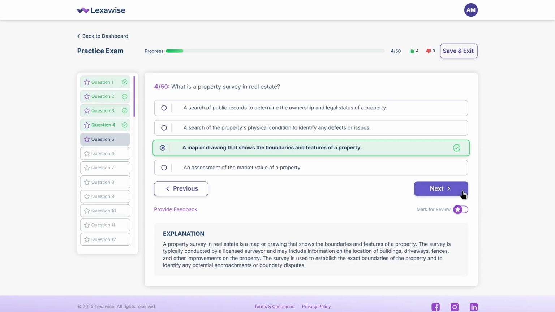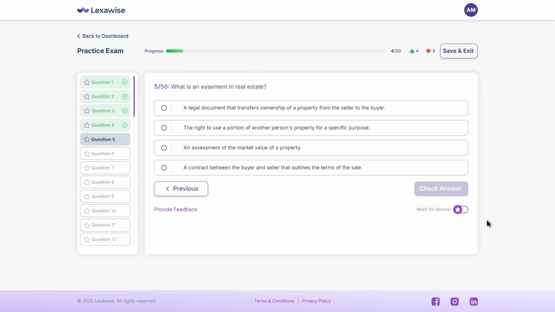Let's keep it going. What is an easement in real estate? A. A legal document that transfers ownership of a property from the seller to the buyer. B. The right to use a portion of another person's property for a specific purpose. C. An assessment of the market value of a property. D. A contract between the buyer and seller that outlines the terms of the sale. Think it over.